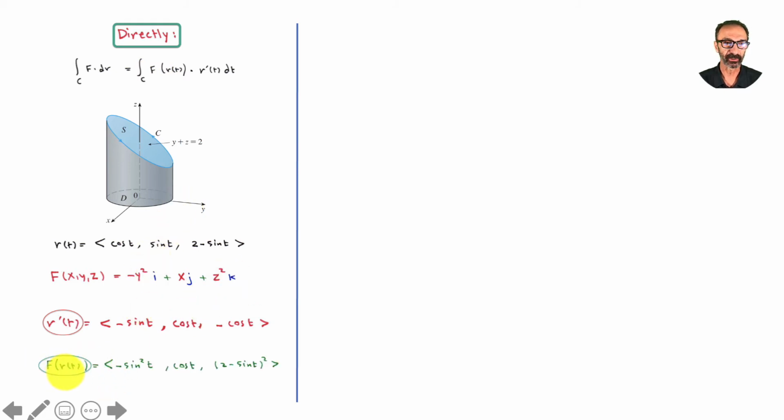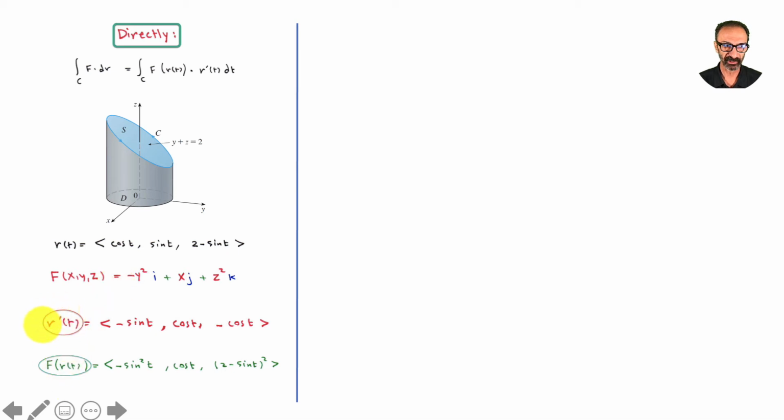F of r of t will equal, let's take a look at this right here. This is x, and x is cosine of t. In the middle with the j component, it's x, which is cosine t, right there. The first part is minus y squared. This is my y component, minus sine squared. Z squared, that's 2 minus sine being squared.